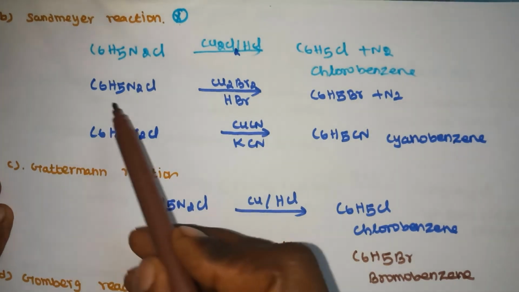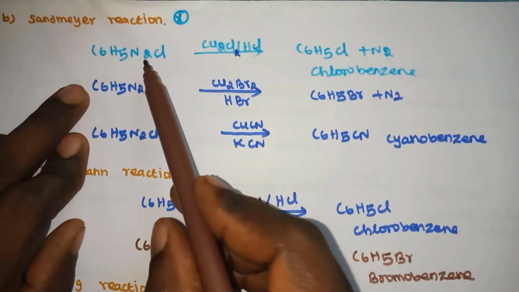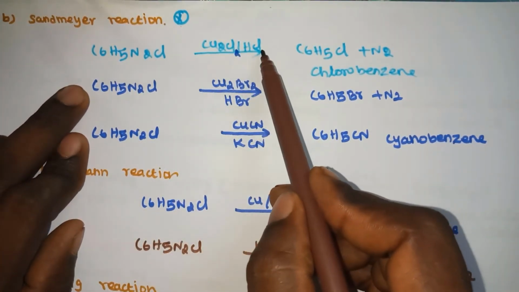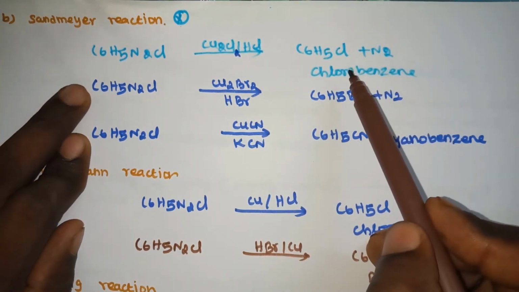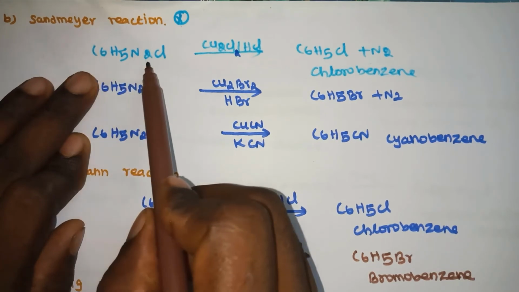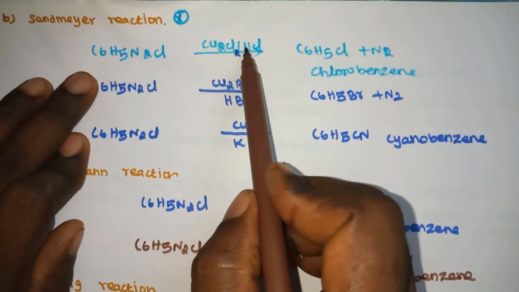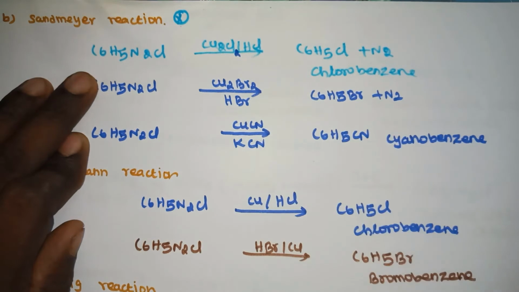Sandmeyer reaction: when freshly prepared benzene diazonium chloride reacts with cuprous halide in the presence of hydrogen halide to form an aryl halide, this reaction is called the Sandmeyer reaction. One example: benzene diazonium chloride reacts with cuprous chloride in the presence of hydrogen chloride to form chlorobenzene.